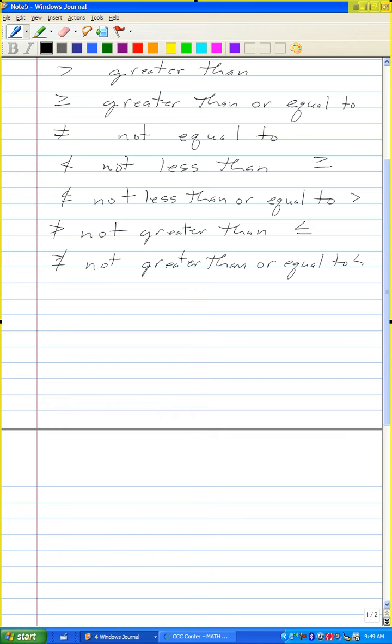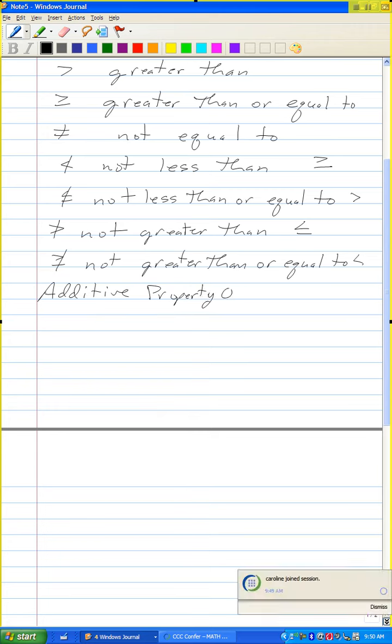of inequality, which is analogous to the additive property of equality, the multiplicative property of equality. So we'll be using those to solve linear inequalities. So the additive property of inequality.